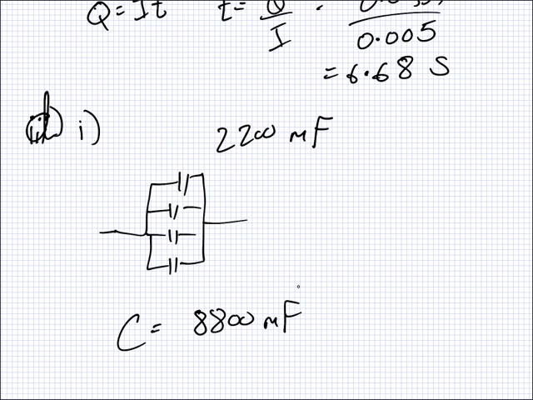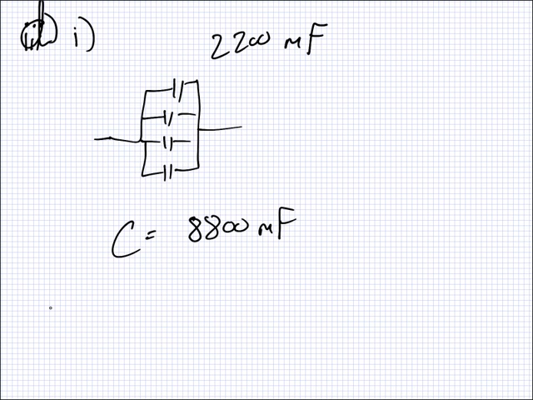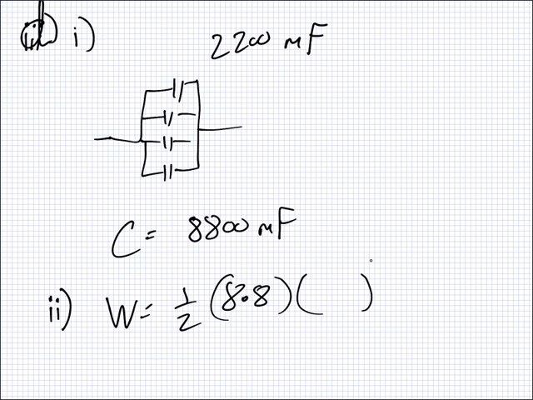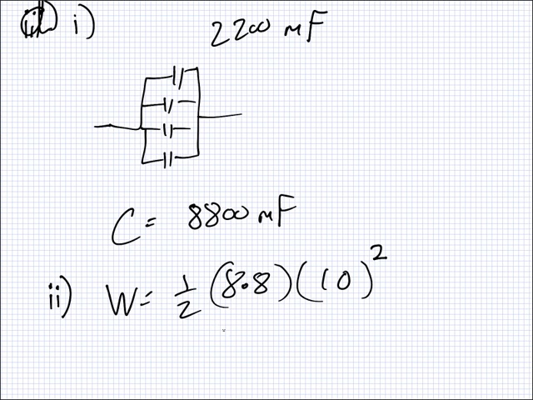Good. Right, what's next? Let me guess, what's the total energy? Yes, total energy. So that's a half CV squared, when the arrangement is charged to 10 volts. So it's like this, isn't it? 440 joules? Yeah.